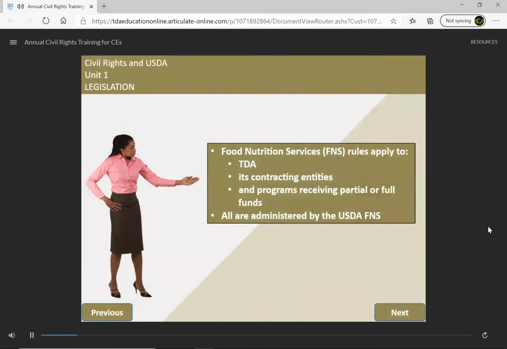The USDA rules apply to the Texas Department of Agriculture, TDA, its contracting entities, and to all programs and activities that are partially or federally funded. All programs are administered by the USDA FNS.